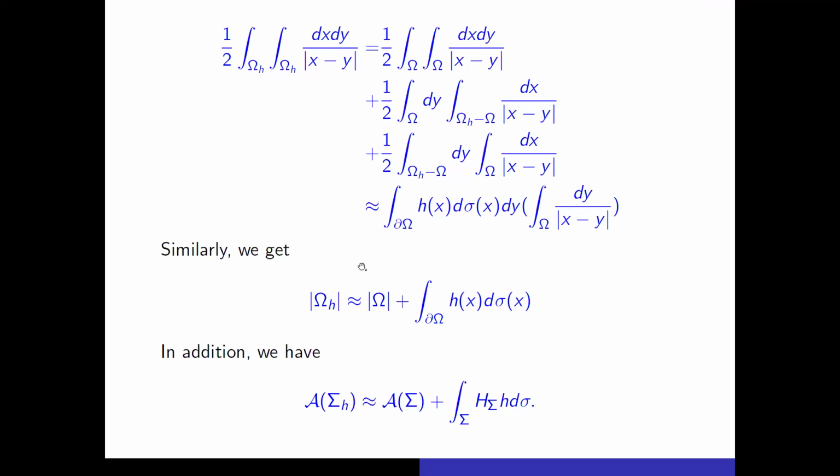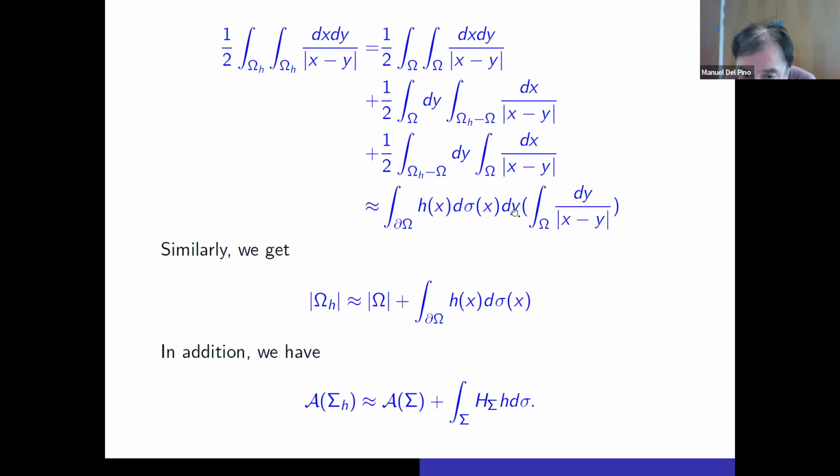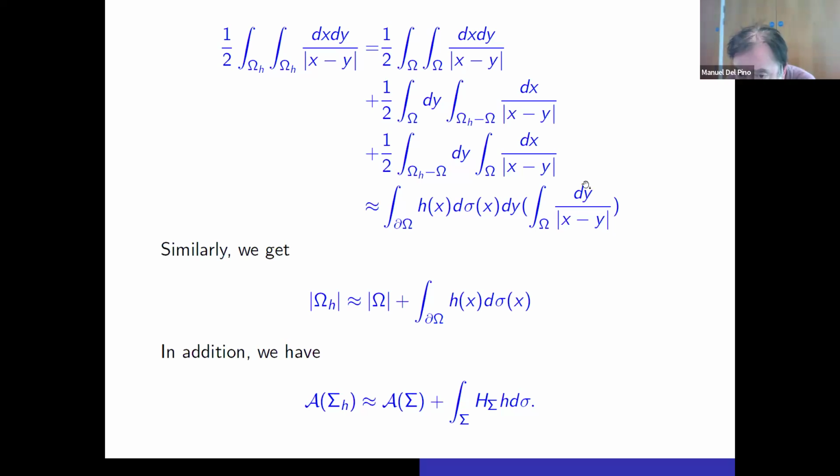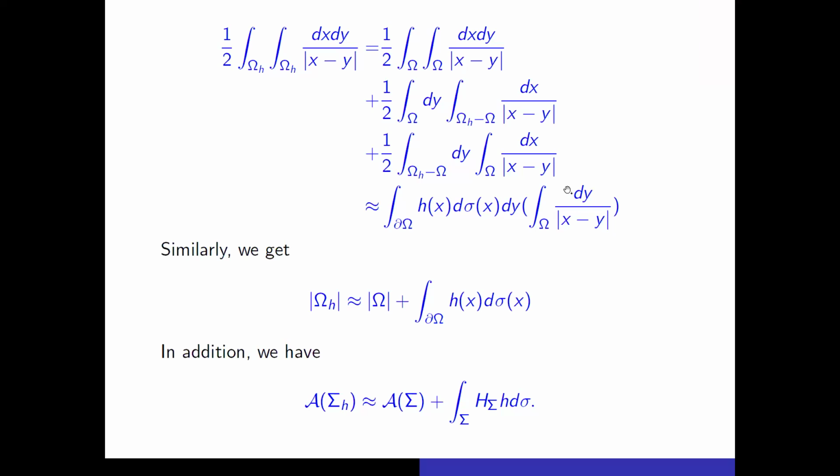Manuel, excuse me, it is a misprint in the last line here. The dx. Oh yeah, absolutely. This dy shouldn't be here. This is the sigma of x, and it's only this dy that should come. Yeah, you are right. Thank you.